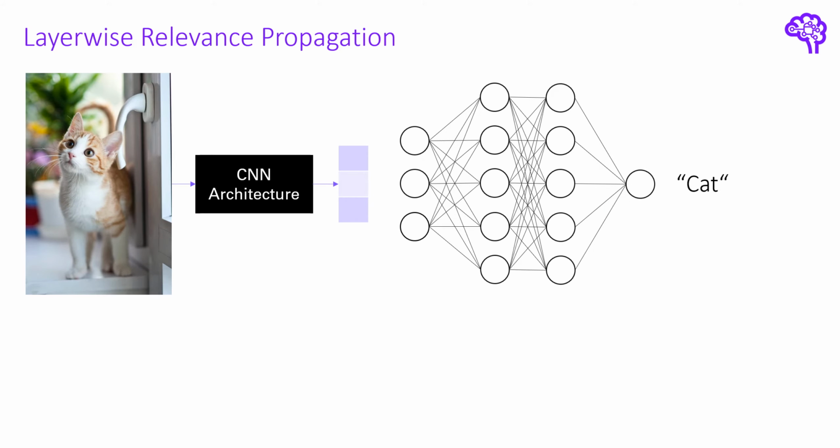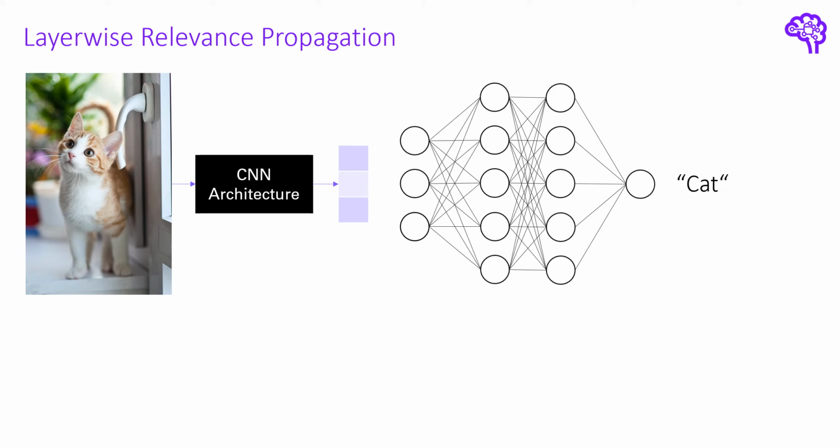Now that we are familiar with the basic concept, let's have a look at how we can calculate these relevance scores. Let's assume we have this cat image that we pass through this CNN to get a vector of extracted features. This vector is further passed through a multi-layer perceptron to get the prediction for our input, so in this case cat. That's how the basic architecture of our model could look like. To better understand LRP, let's go over an example.